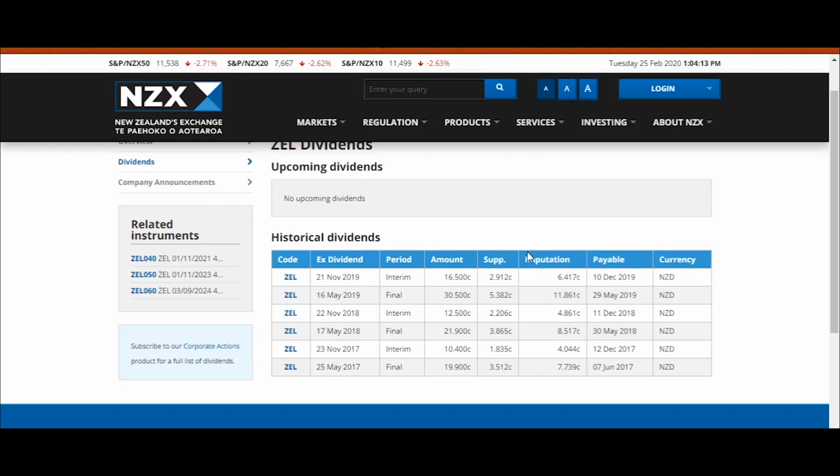The next column after that is the imputation in cents per share. Now, imputation works kind of the same as supplementary, but for New Zealand residents. Now, this is where I'm going to start talking about tax. When a company makes a profit, they have to pay tax on that profit. Company tax rate is 28% at the time of making this video.